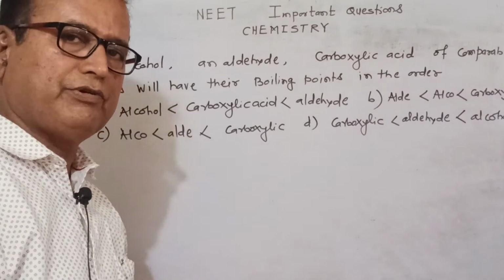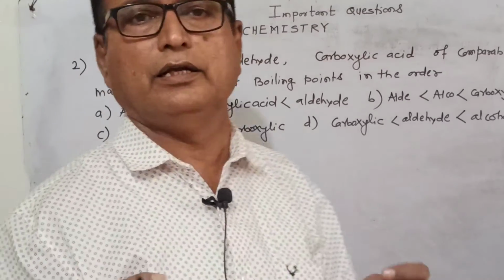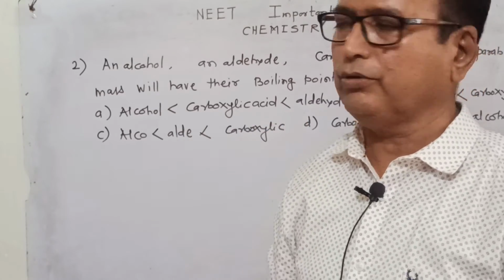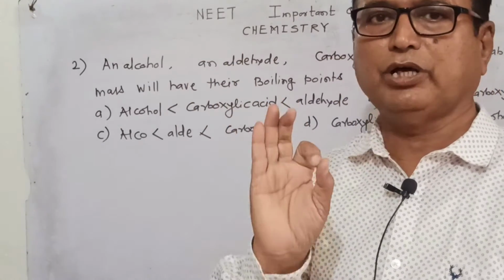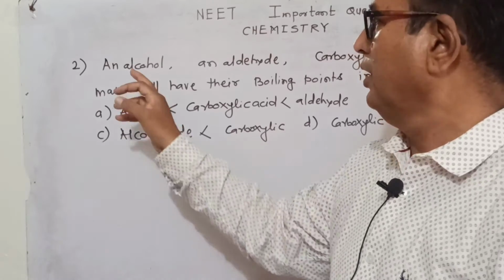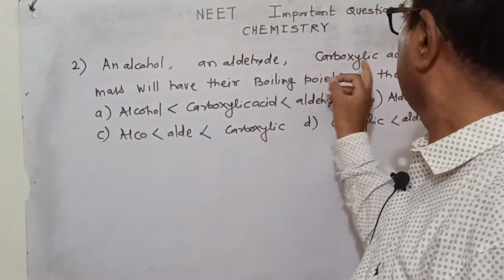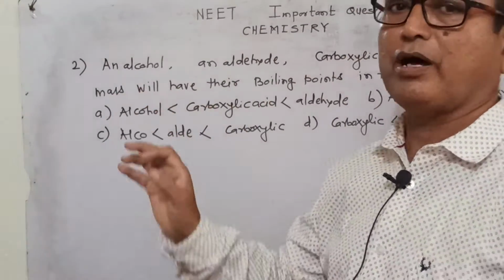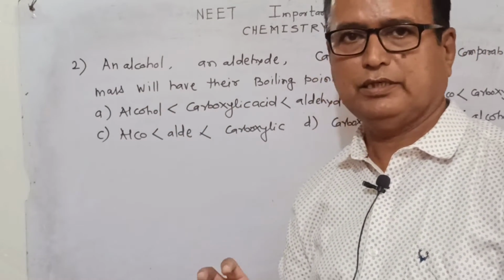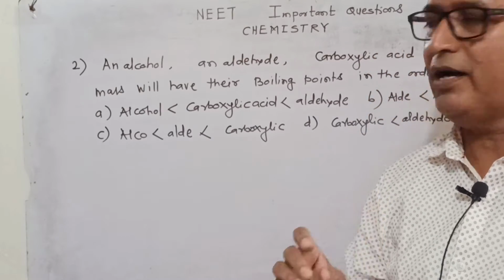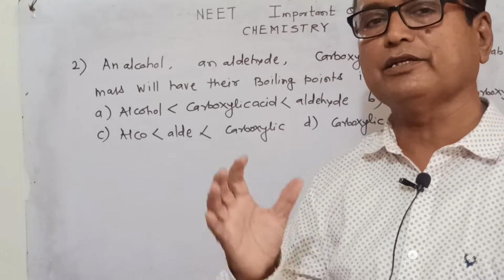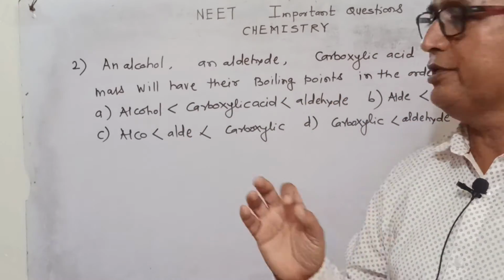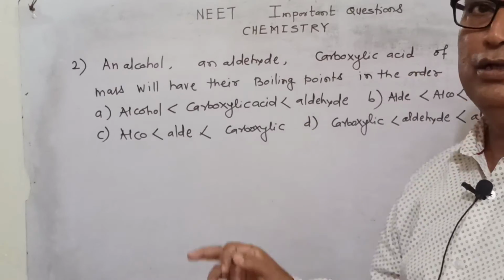Yes, the next important question is, read this question. One alcoholic compound, and one aldehyde compound containing the CHO group, alcohol containing the OH bond, carboxylic acid containing the C double bond O and OH, of comparable mass. They are having comparable mass. Compounds of comparable mass will have their boiling points related in the order.